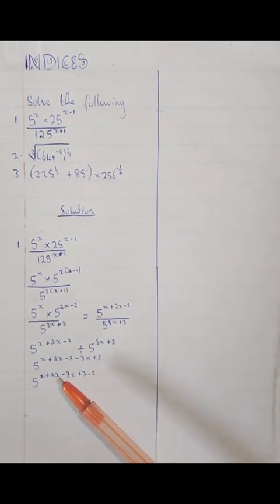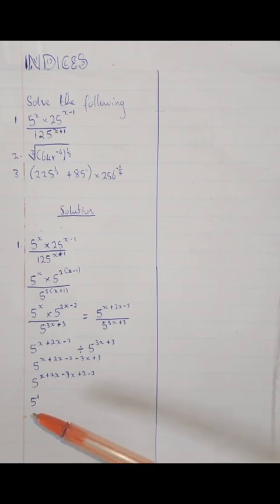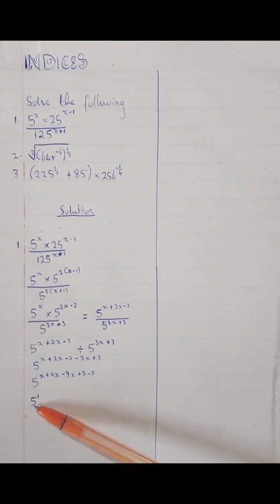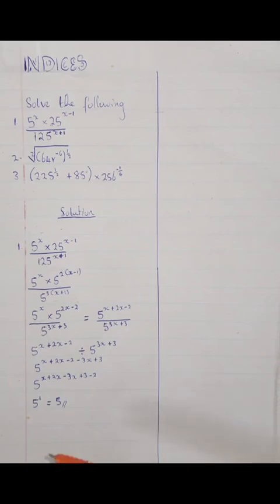And anything raised to the power of 1 is always that number. So 5 to the power of 1 is what? 5. So our answer is 5. This is our final answer, because 5 raised to the power of 1 is 5. So this is how we can solve this question.